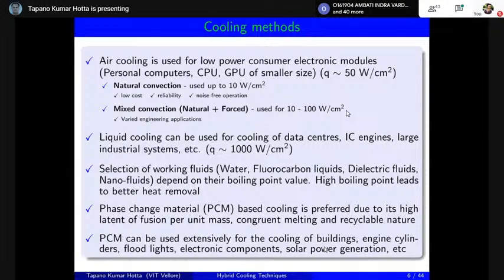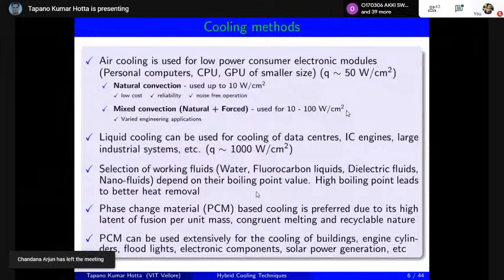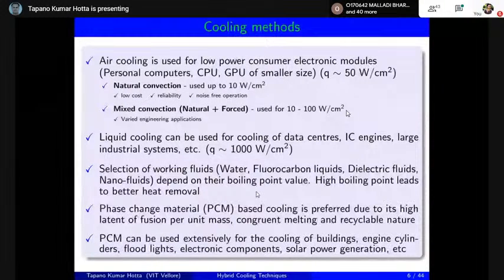So these are some of the techniques you can think about, but depending upon the requirement and the application, you can see which technique will be useful.